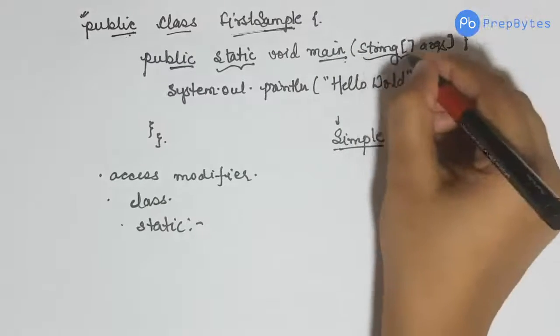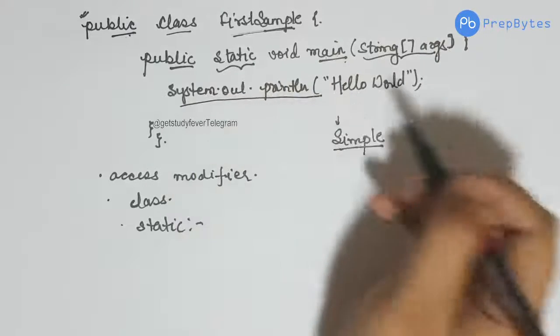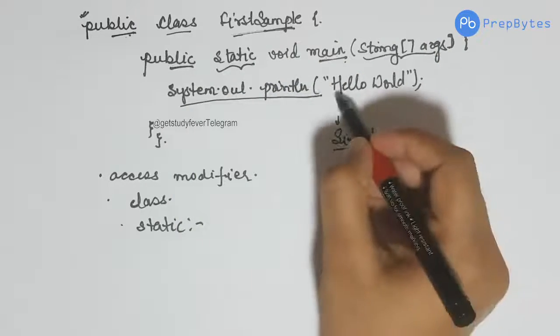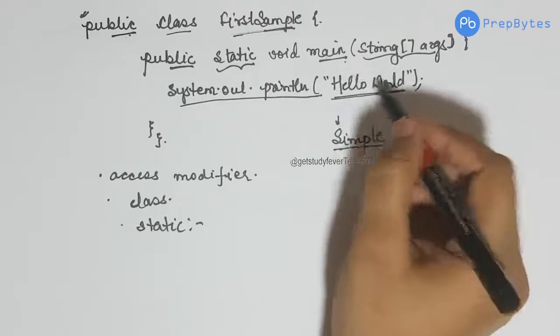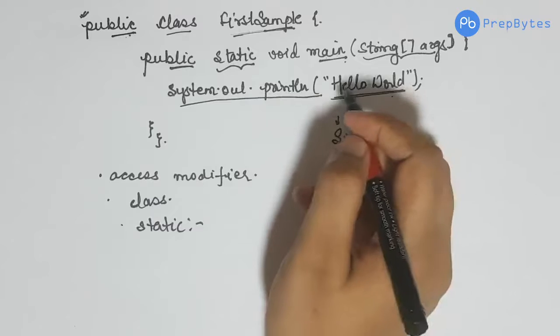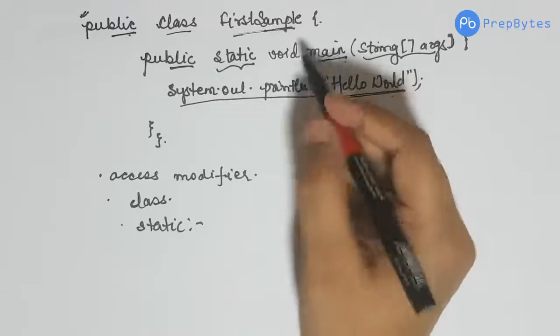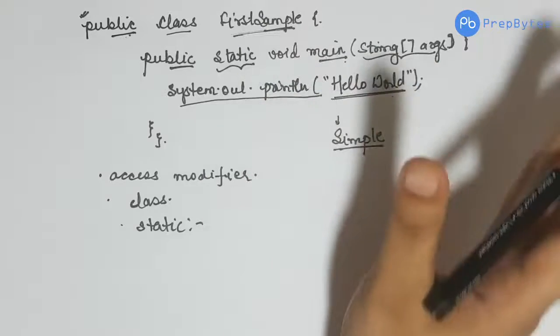This is a command line argument. Again, we will talk about it. And this System.out.println is used to print hello world. When we want to output any statement, we can output it using println. So these are the elements of a small Java program. We will discuss each of them in detail.